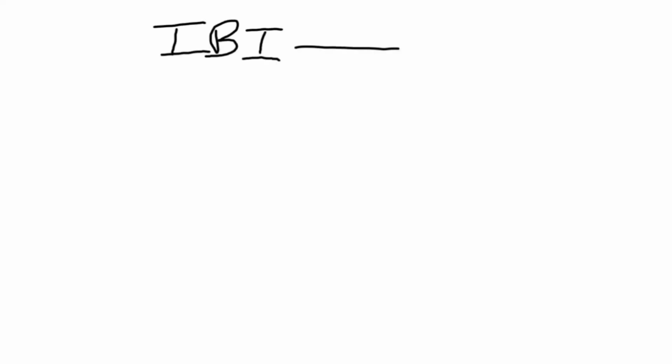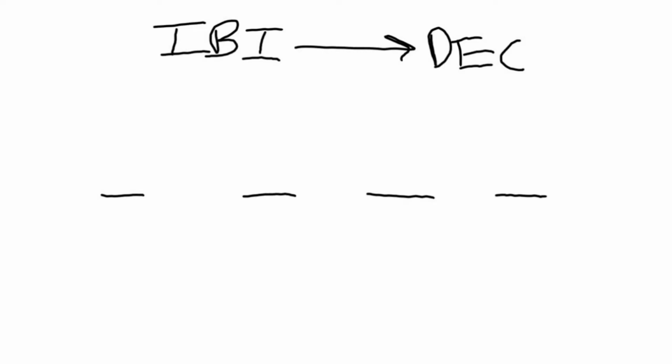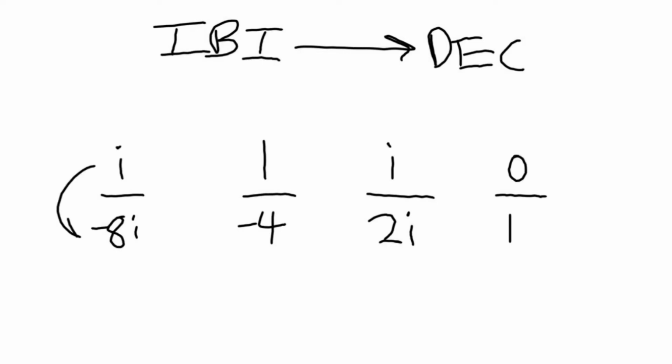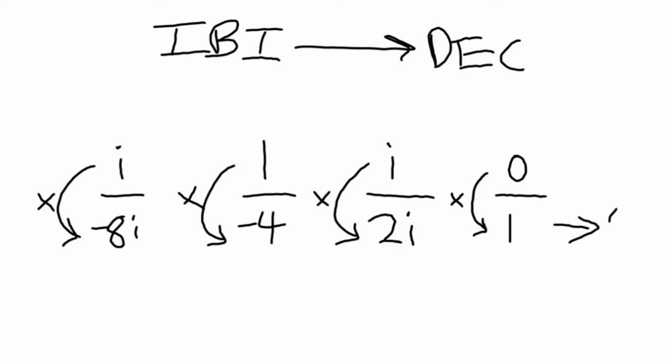To convert a number from IBI to decimal, simply multiply each digit by its corresponding place value and add up the sums. For example, take the IBI number i1, i0. i times negative 8i plus 1 times negative 4 plus i times 2i plus 0 times 1 all works out to be 2. Thus, i1, i0 equals 2.